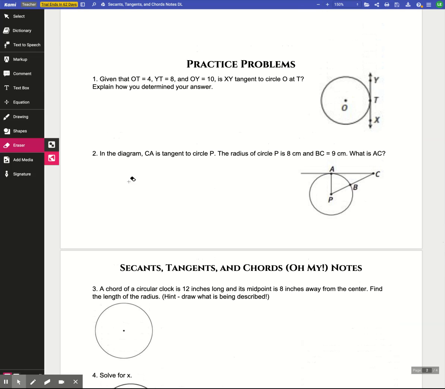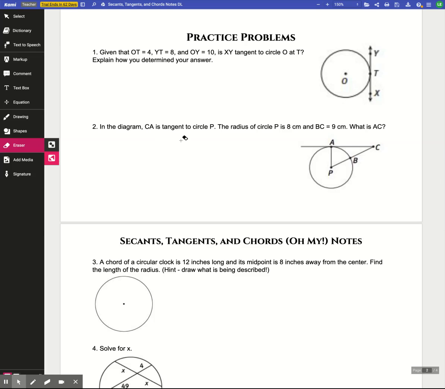These first couple of questions that you see on the screen deal with that first tangent property, where you can always have one radius and a tangent that are perpendicular to each other.